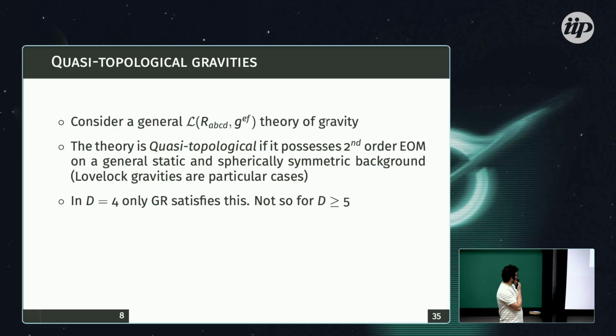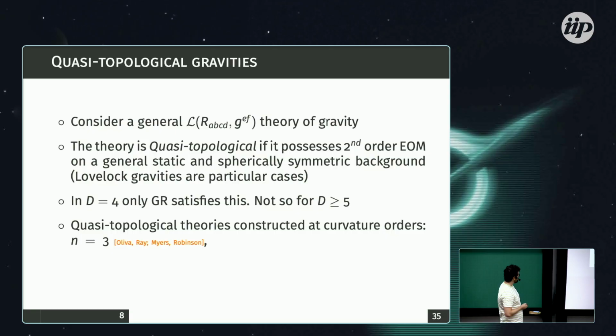So if you look at what theories satisfy this, in particular in 4 dimensions, only general relativity satisfies this criterion. But that's not the case in higher dimensions. So in 5 or more, you have actually densities at every order. I think this came as a surprise to several people. This was discovered almost at the same time by Julio Oliva and Ray, and by Rob Myers and Robinson, the cubic case. And they were looking at different things. So Julio and Ray were looking for theories that satisfied a Birkhoff theorem, higher curvature theories satisfying a Birkhoff theorem.